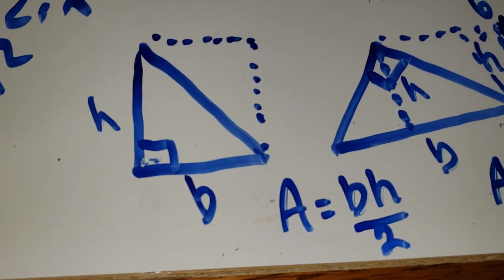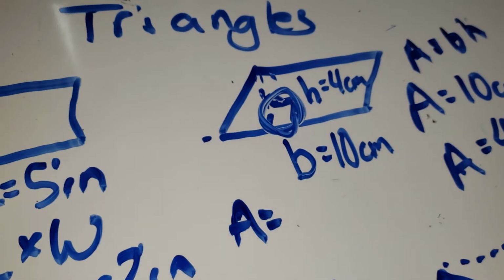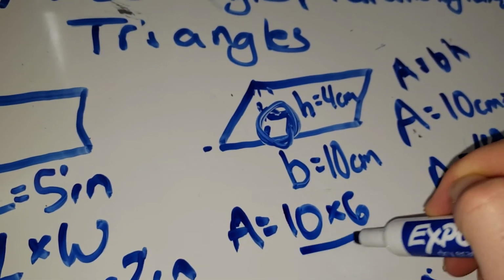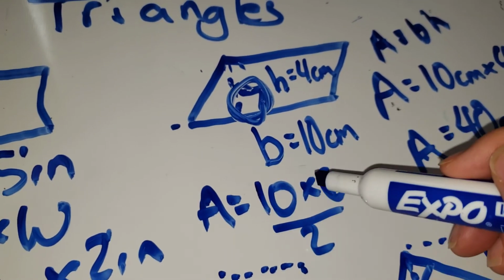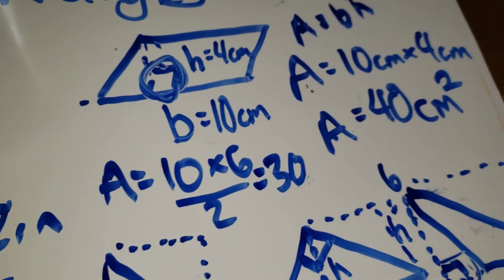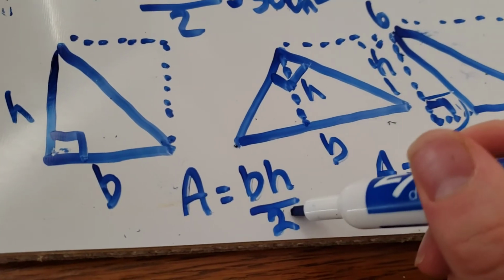So plugging into this formula, area equals base times height. Base is 10, height is 6, divided by 2. So we get 10 times 6 is 60, divided by 2 gives us 30. I didn't apply units, so 30 units squared. Now, let's try our second formula and see if it gives us the same result. So we just used this one right here. Let's try this one over here.